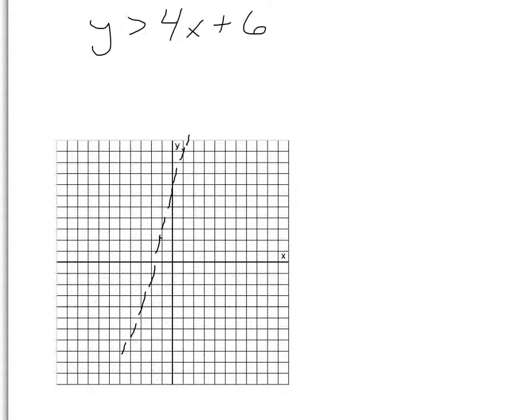Now, to do the shading, I need to do everything that's greater than that. So I'm going to think about all the y's that are more than. That means I'm going in the up direction. So I'm going to shade this way. And that's the graph of the inequality y is greater than 4x plus 6.